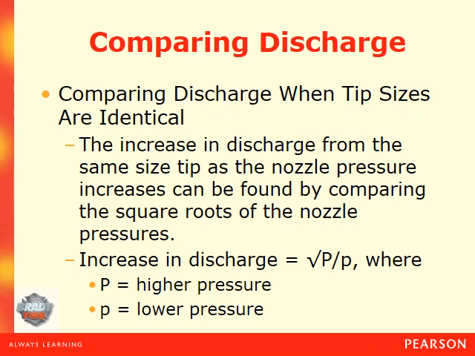Comparing discharges when tip sizes are identical. The increase in discharge from the same tip as the nozzle pressure increases can be found by comparing the square roots of the nozzle pressure. An increase in discharge equals the square root of the higher pressure divided by that of the lower pressure.